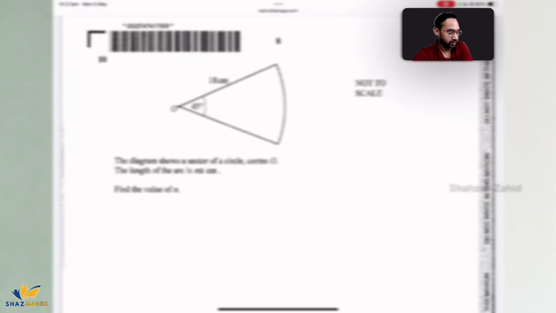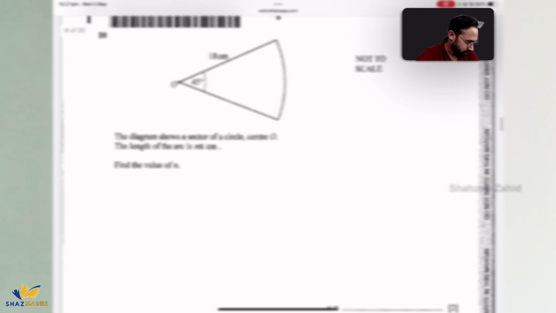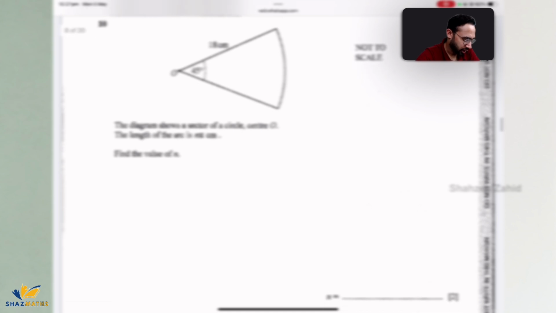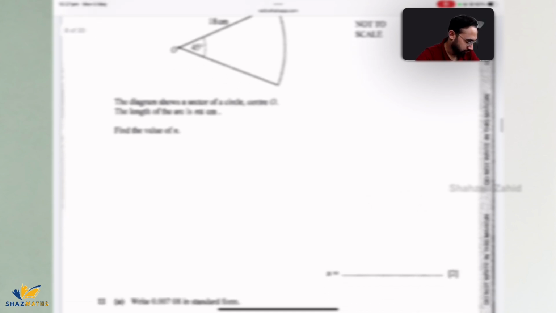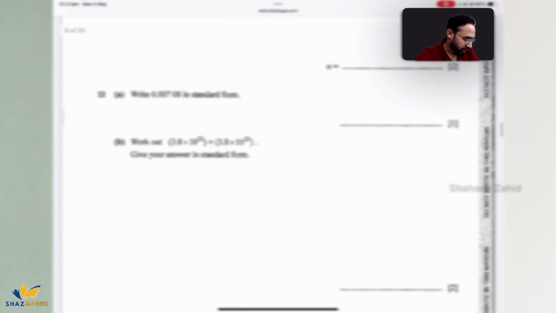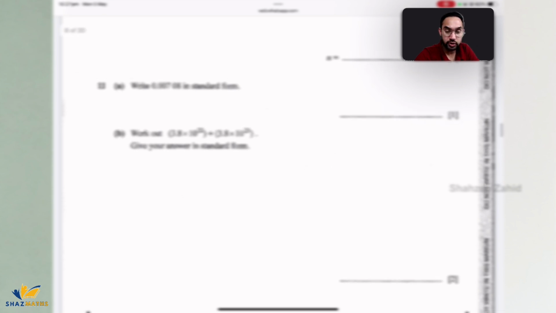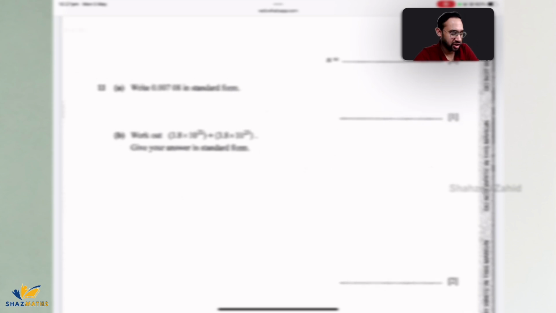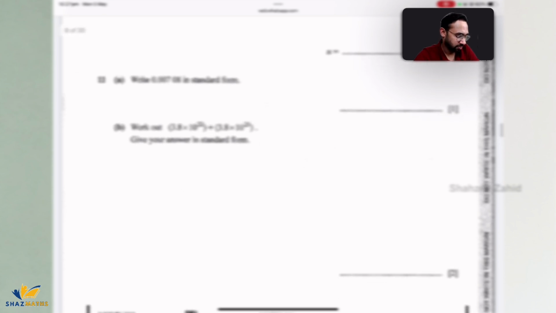Let's see. That's so far. Question number 10, that's a sector. Length of arc is n pi. Okay, so apply the length of arc formula and then compare. You'll get the value of n. Question 11, standard form. So we did the specimen exam. There were a couple of questions on standard form. We solved that out. Exactly the same question. Ditto, I would say.